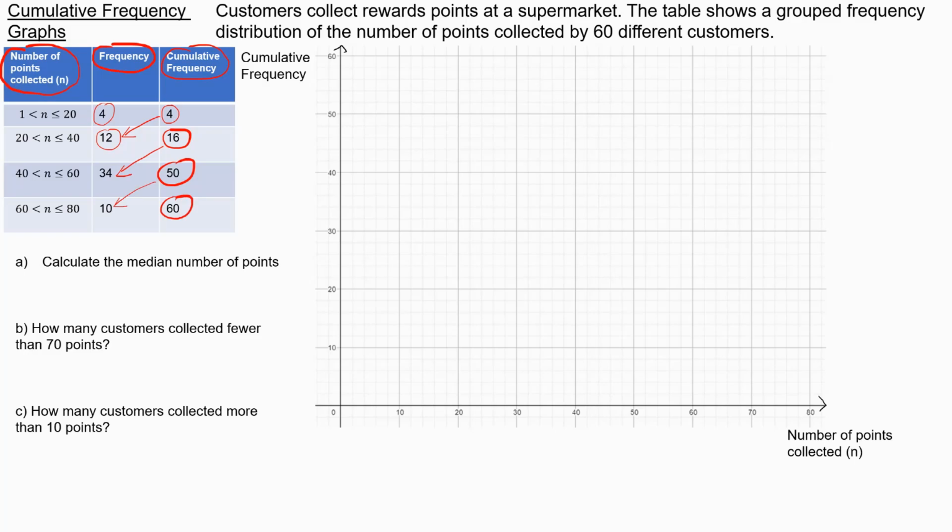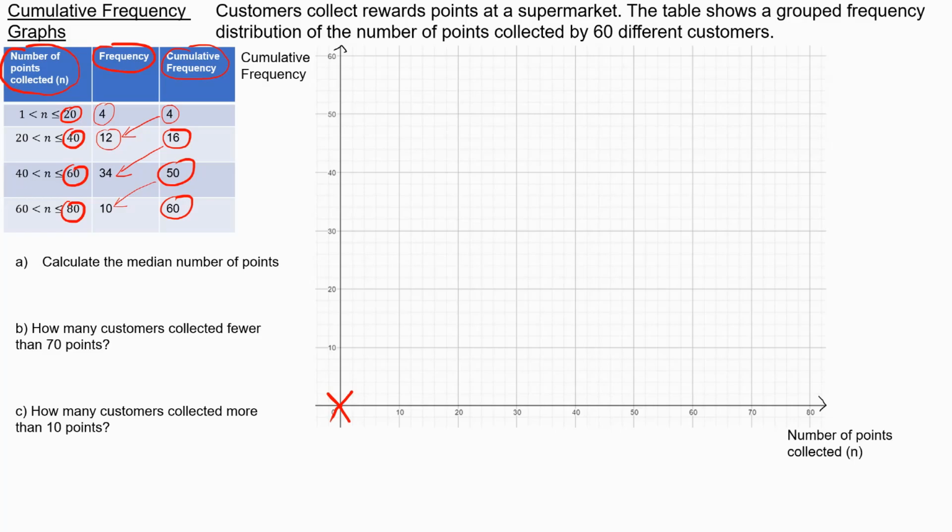On a cumulative frequency graph, we plot the end points of the ranges on the x-axis, and on the y-axis we plot the cumulative frequency. So here, we have 20 points collected. Well, first of all, we always go through 0, 0 first. So the first point is always at 0.